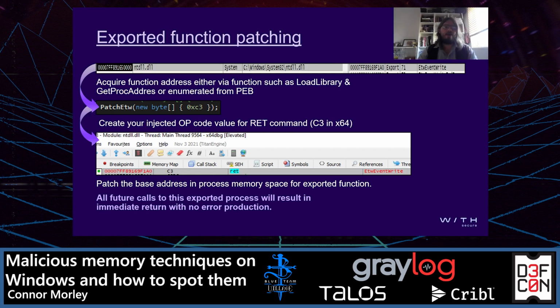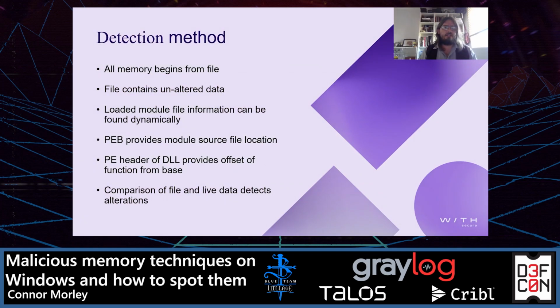So now we know how this is implemented. How do we detect it? Detection methods are all to do with having a known good and being able to compare it with what is within live memory. The first thing to note is that all volatile memory begins as a file. All the loaded memory that's in volatile memory came from the file system to begin with, and the file system has an unaltered version of what is in volatile memory.